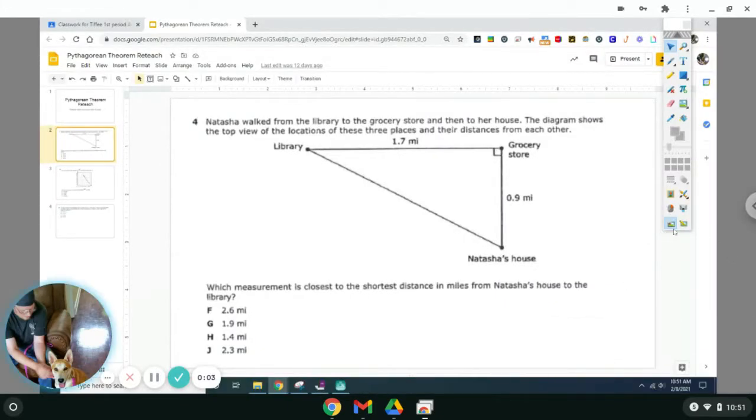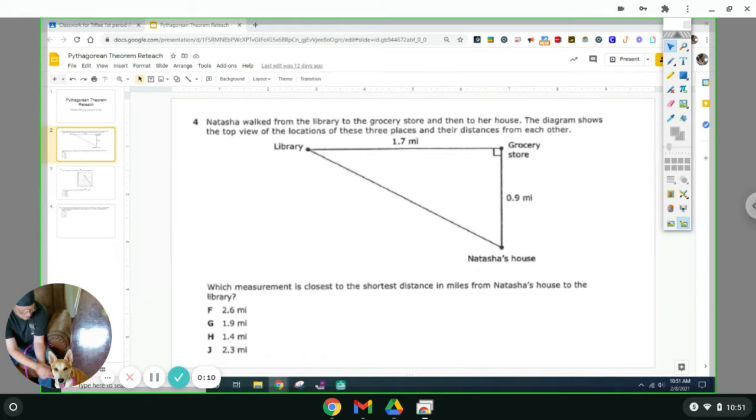Okay, so today we're relearning the Pythagorean theorem. You've already learned the Pythagorean theorem once, so we're going to reteach it using some old STAAR questions, word problems.